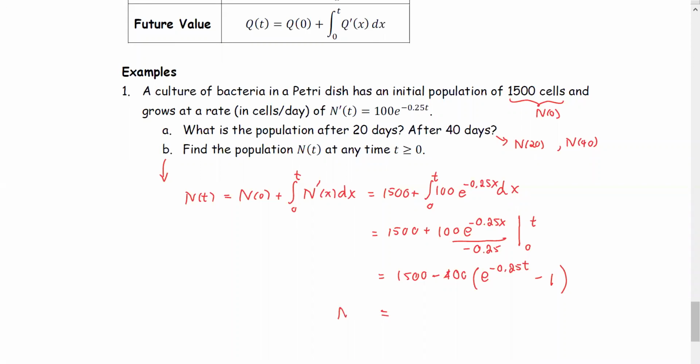Finally, we get N of any t as 1,500 plus 400, or 1,900, minus 400 times e to the negative 0.25t. That's the answer for part B.